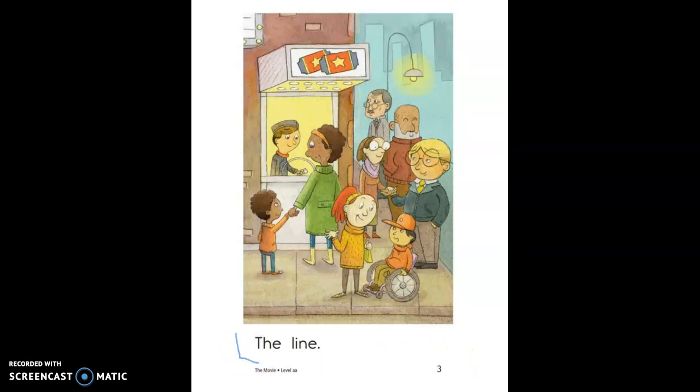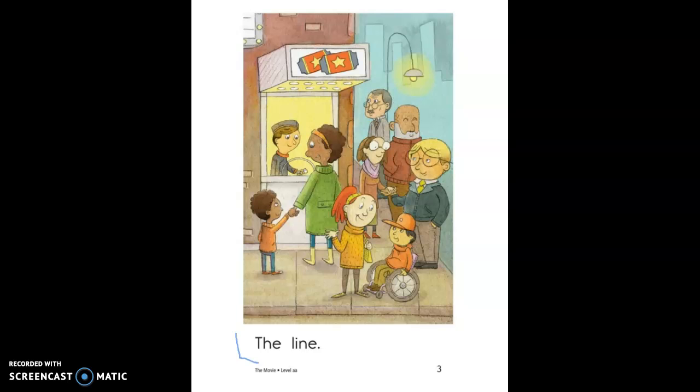While we're reading, we want to make sure we're pointing under each word as we read. Scholars, where do we want to point to when we read? Good job, under the word. Good readers point under the word. Can I have a scholar pause and remind me? What side of the page should we start reading on? Good job, we start reading on the left side of the page.